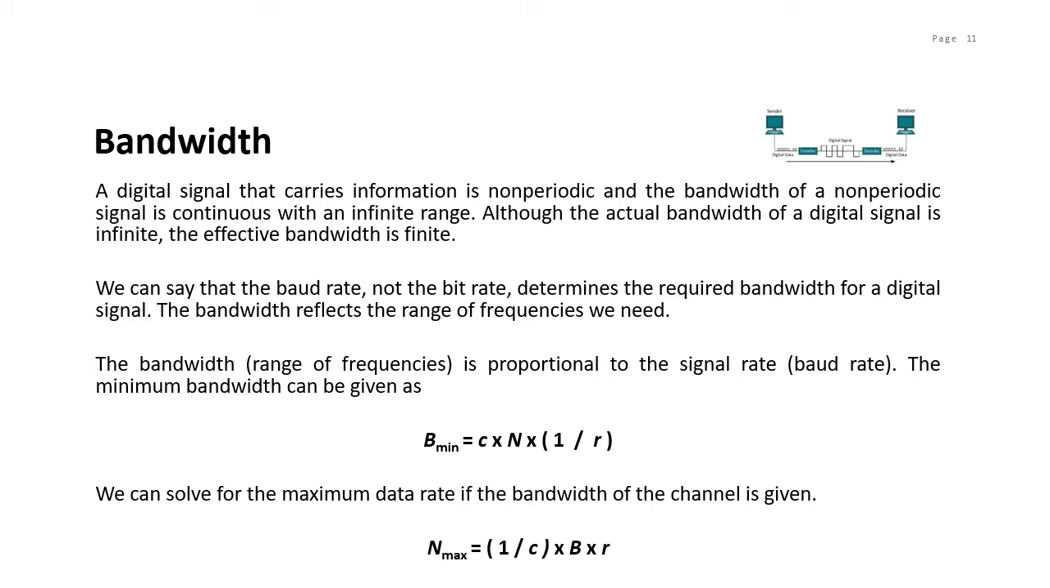For the moment, we can say that the bandwidth, or range of frequencies, is proportional to the signal rate, or the baud rate, and you can see the equation is similar to just now, because the baud rate is proportional to the bandwidth. So the minimum bandwidth can be given as B min equals C times N times 1 over R, and we can solve for the maximum data rate if we rearrange the equation, where maximum data rate equals 1 over C times B times R. Of course, this applies if the bandwidth of the channel is given.